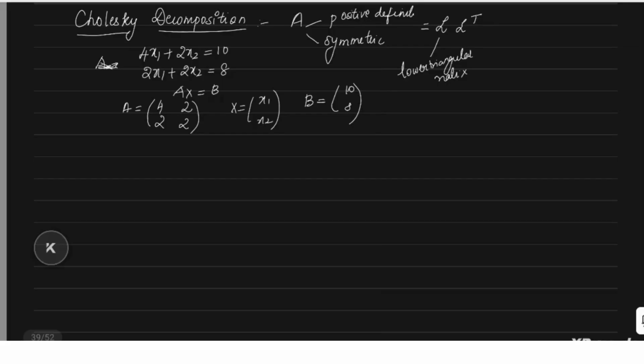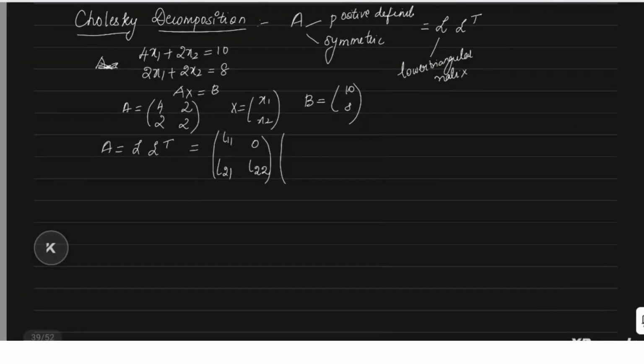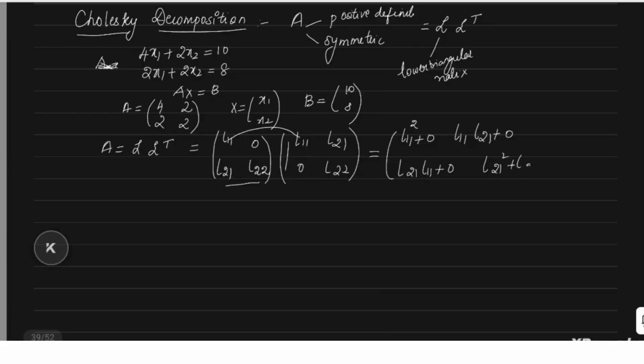So A, I'm going to decompose as L into L transpose, and L is a lower triangular matrix. How does a lower triangular matrix look? Above the diagonal, the elements would be 0. This is how your lower triangular matrix is written. When you write it as a product with its transpose, you'll have L11, 0, L21, L22. When you multiply this, you get L11 square plus 0, next L11 L21 plus 0, next L21 L11 plus 0, and next L21 square plus L22 square.